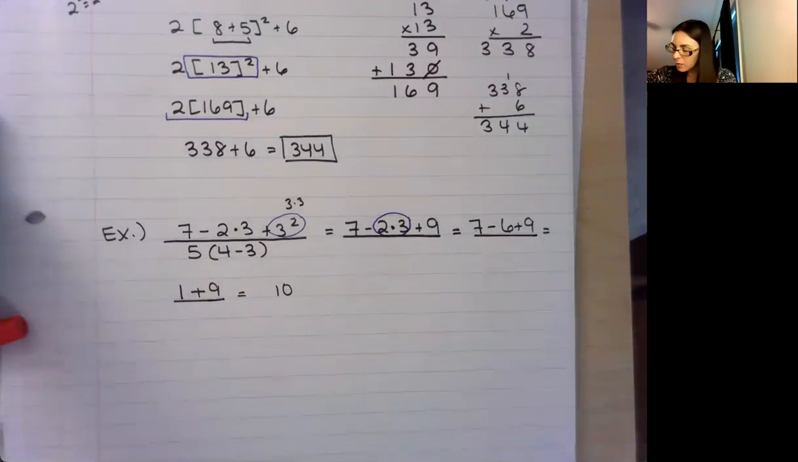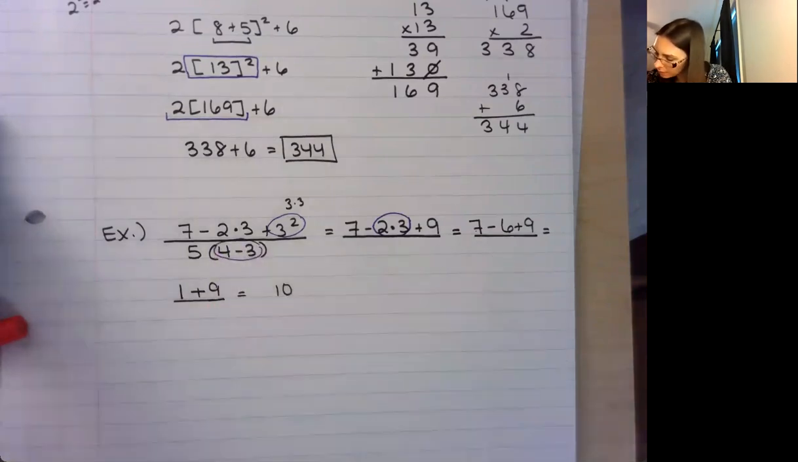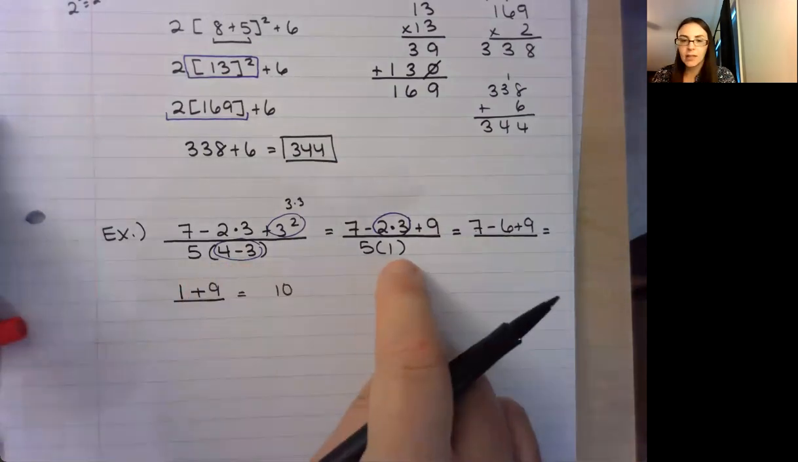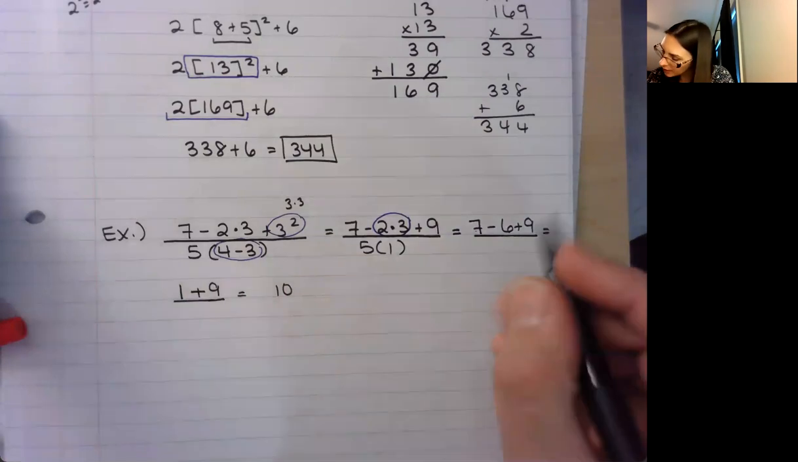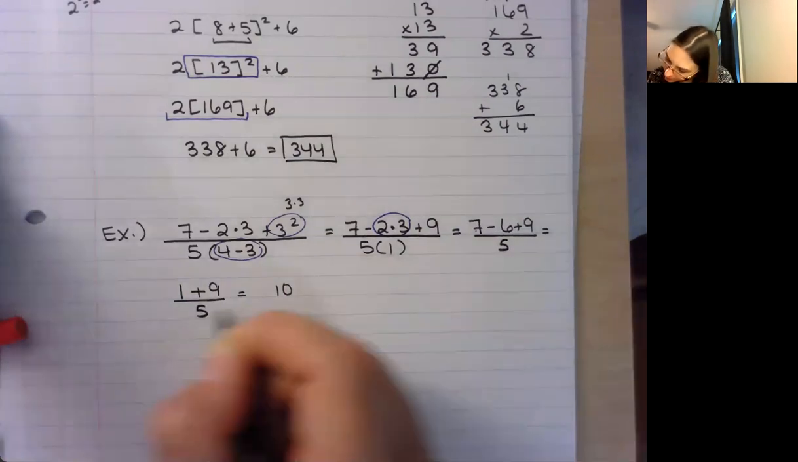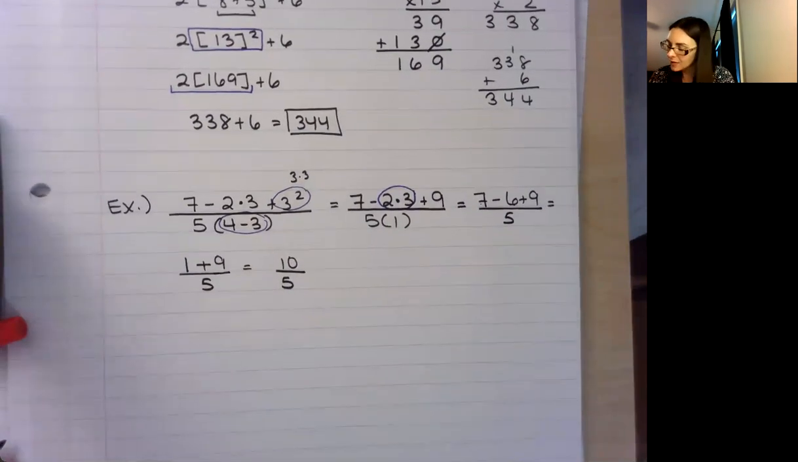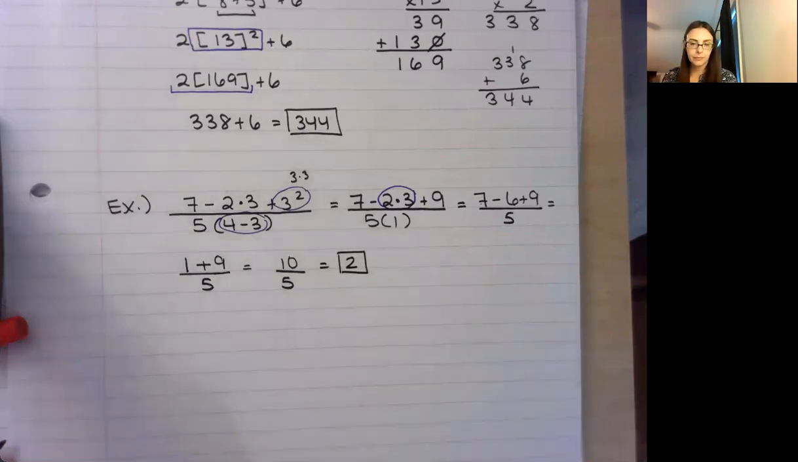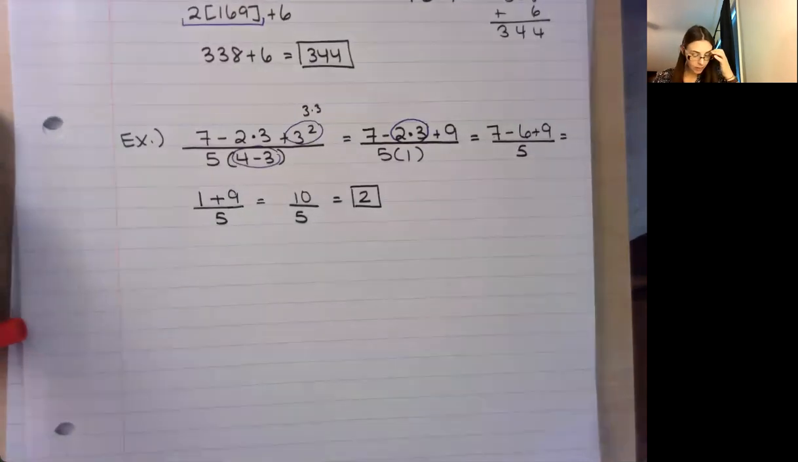In my denominator now, I do have grouping symbols here, so I'm going to have to do the 4 minus 3 first, which is 1. Now, I still have grouping symbols, but there's nothing left to do on the inside, so this is just representing multiplication now. 5 times 1 is 5. Finally, I have 10 divided by 5. That's still a division bar, and my final answer here is 2. Okay. So again, for those, just remember to take your time.